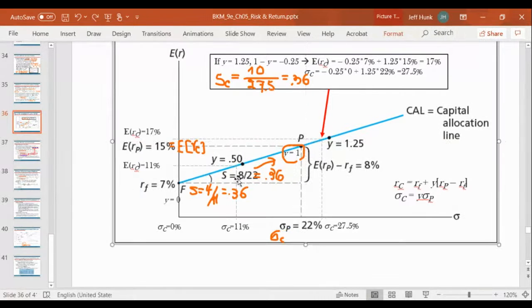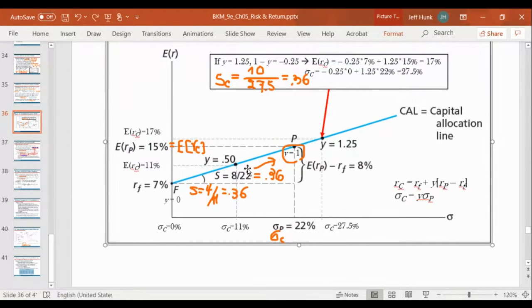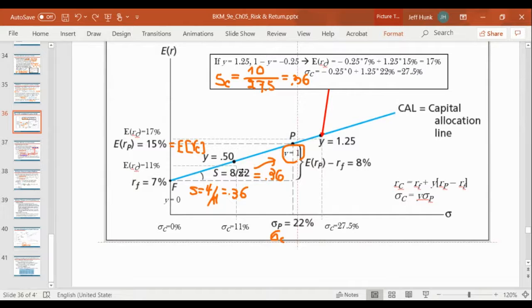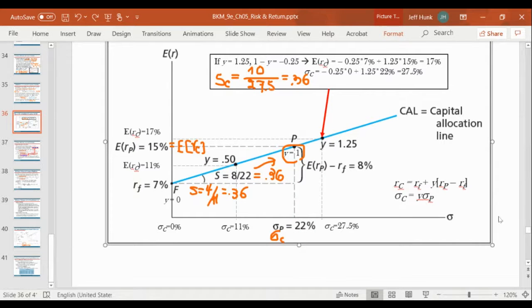Let me see if I can. Oh no, I cannot move that. No, I cannot move that. So I'll have to do it this way.